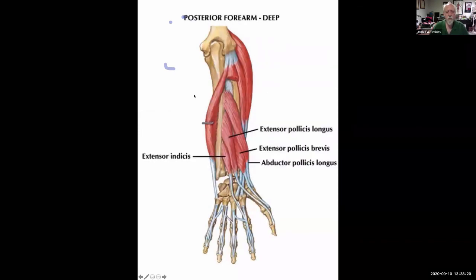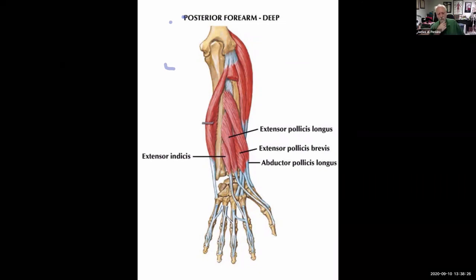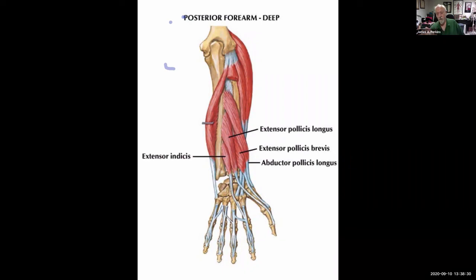Okay, there we go. All right, in addition to the superficial muscles in the posterior forearm, there's also a bunch of deeper muscles. And I think you can tell right now that this is complicated stuff. There's a ton of muscles to know here.